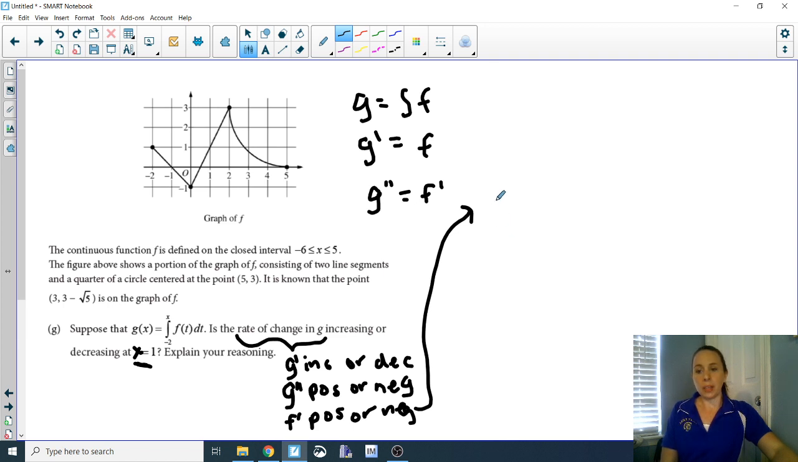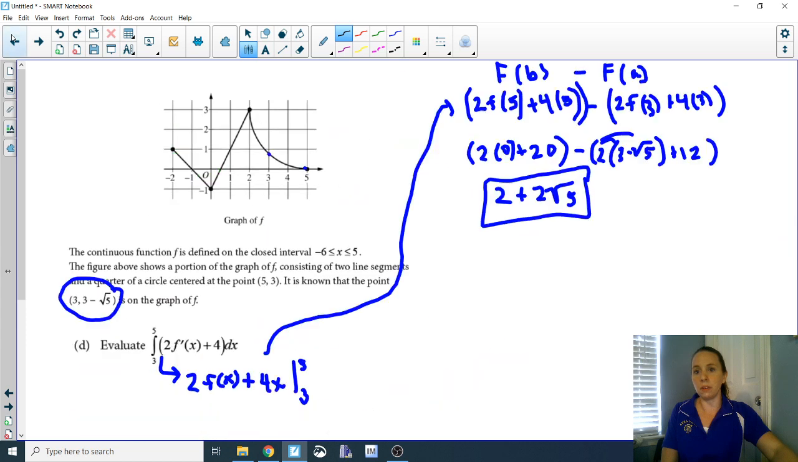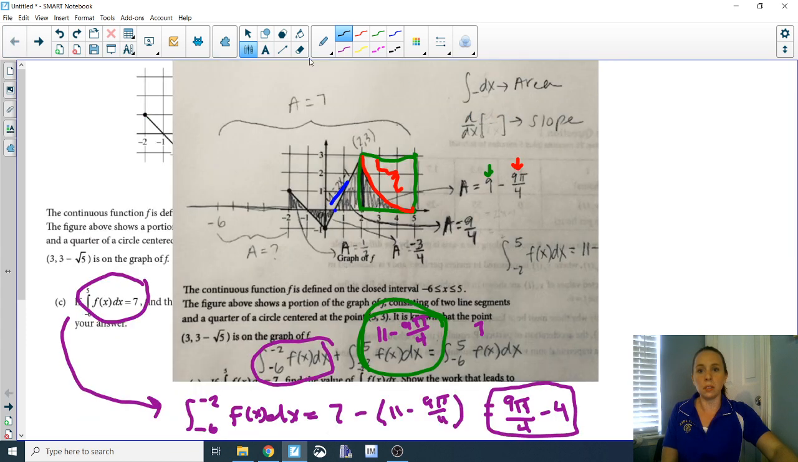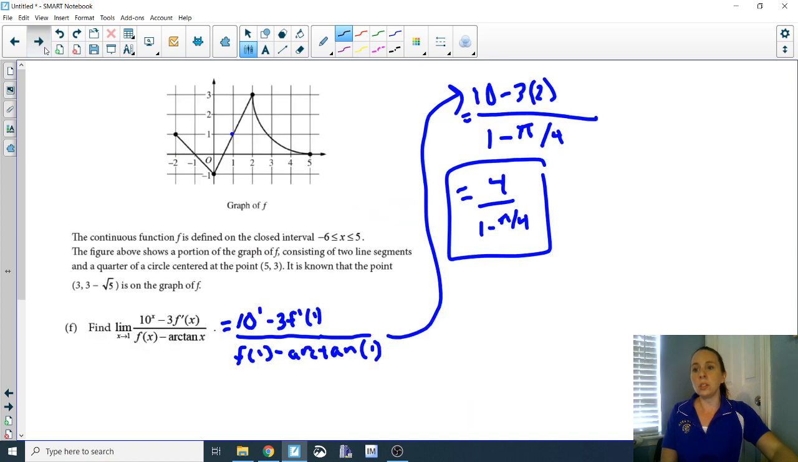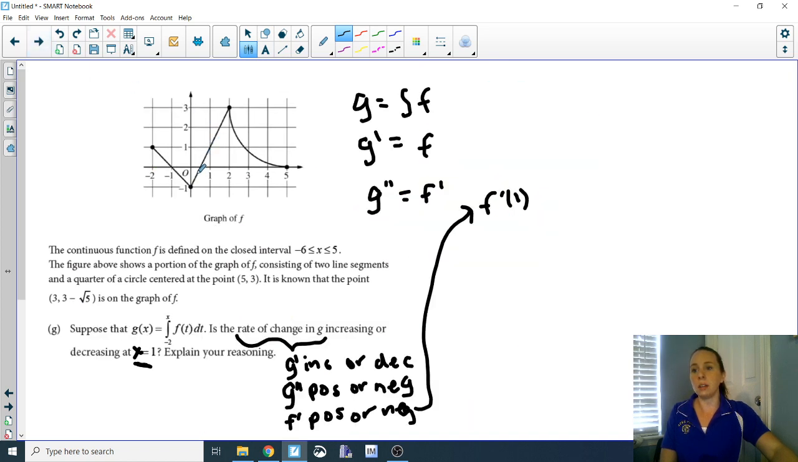Where was I? Oh, is f prime positive or negative? We're looking at, in particular, x equals 1. So is f prime at 1 positive or negative? Well, f prime, remember, going back to that little bit of information that I wrote at the very beginning, is a derivative, so its slope. Is the slope at 1 positive or negative? Well, we know the slope is 2 throughout the interval from x equals 0 to x equals 2. So the slope is 2, which is positive. Since f prime is positive, that means g double prime is positive. That means g prime is increasing.